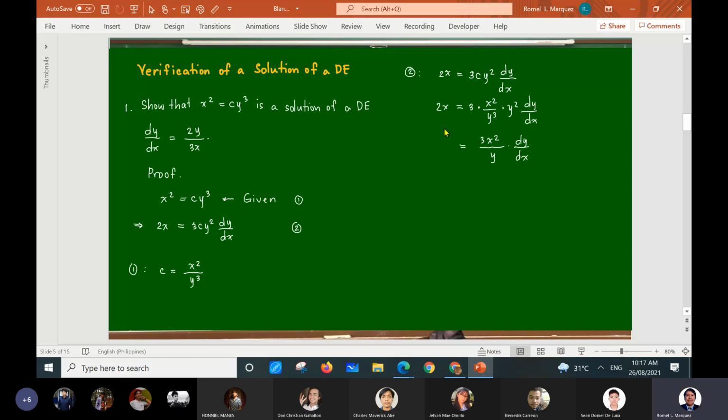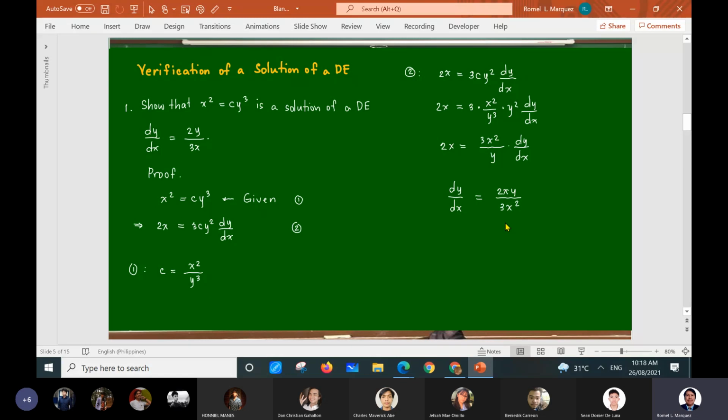So what about this? 2x, no, on the left side. Okay? Solving for the derivative of y with respect to x, that is equal to, what's the derivative? We get what? Guys, we get 2xy over 3x squared. Am I correct?